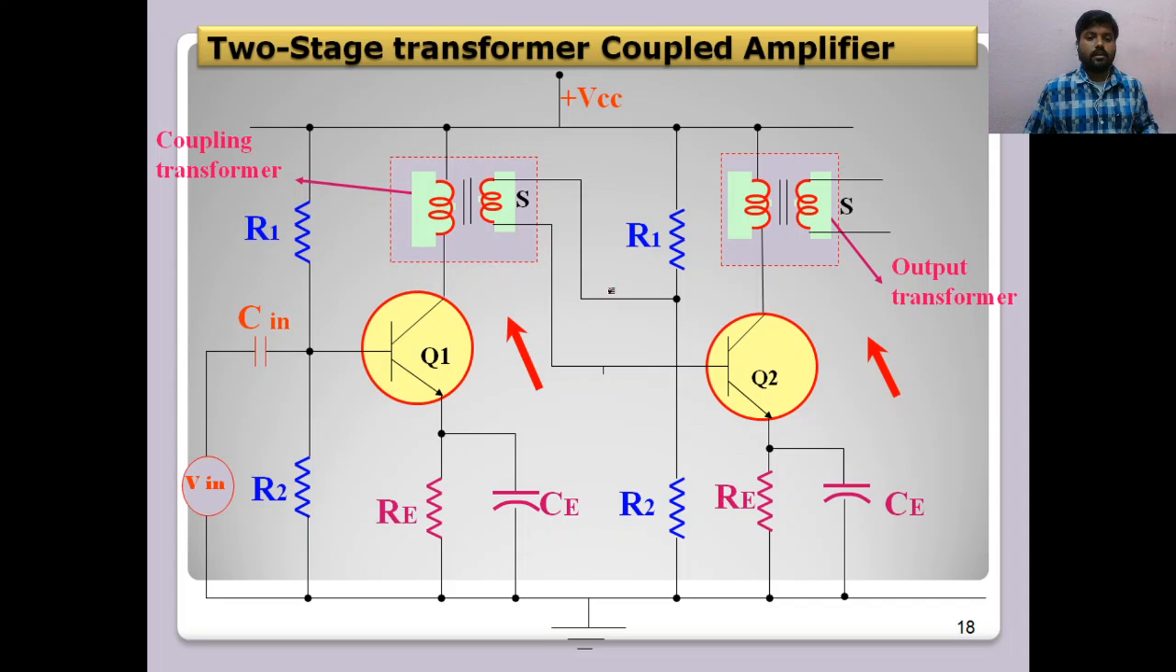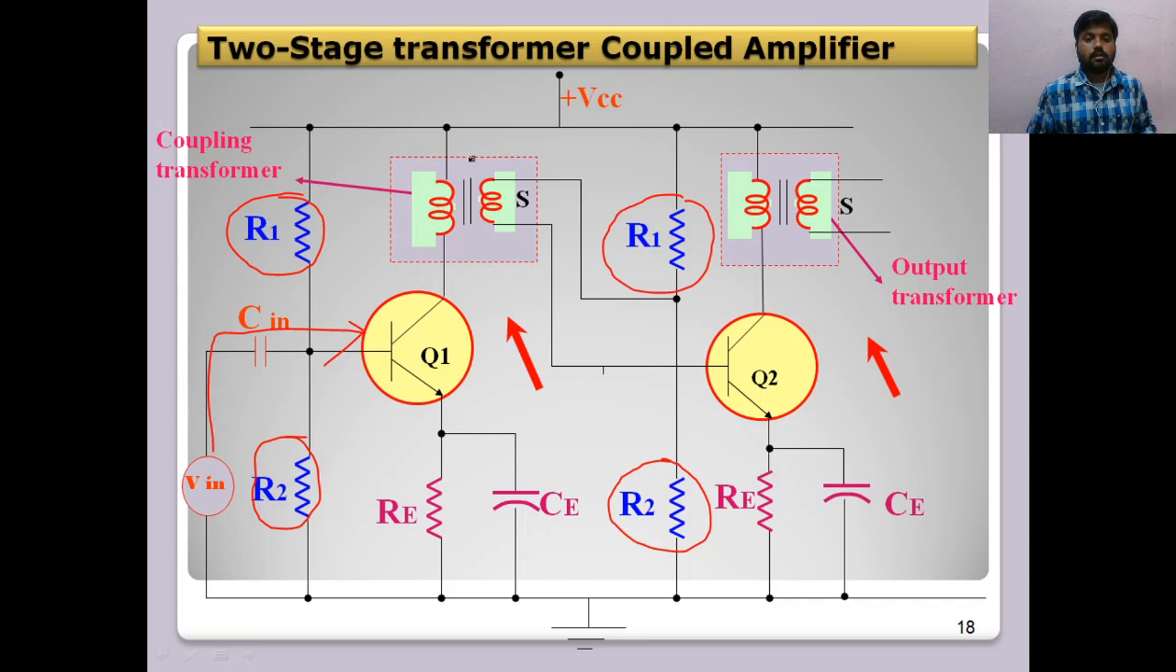See how this two-stage transformer coupled amplifier arrangement is there. Vin, that is the input voltage, is given to the transistor Q1, the first stage transistor, through the Cin. So the input capacitor is necessary here. Sorry, R1 and R2 are for the biasing. R1 and R2 are for biasing for both the stages, that is first stage and second stage.